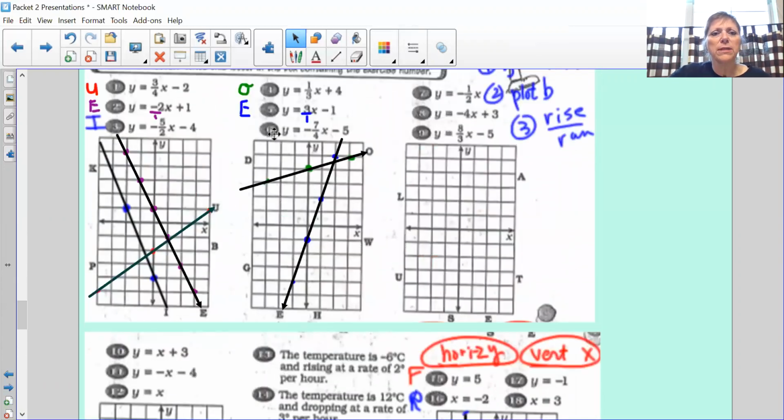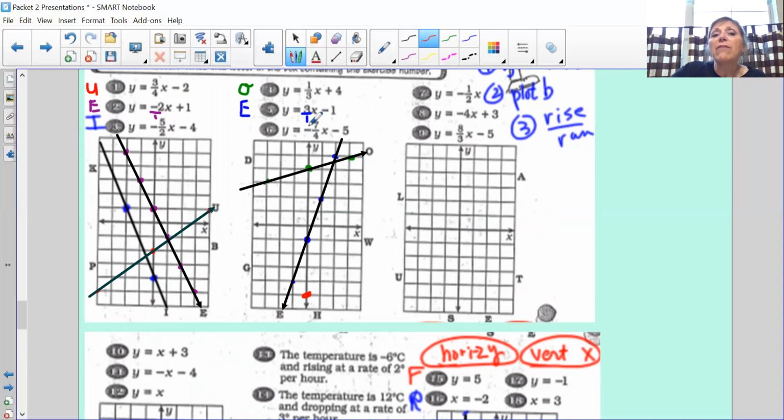Okay, let's do number 6 here. 1, 2, 3, 4, 5, 6. And let's do red. Okay, so we're going to look at the B value, -5. So we're going to go down from the origin, down 5. 1, 2, 3, 4, 5. The slope is -7 over 4. When there's one negative, you cannot automatically make that 2. So this is not -7 over -4.